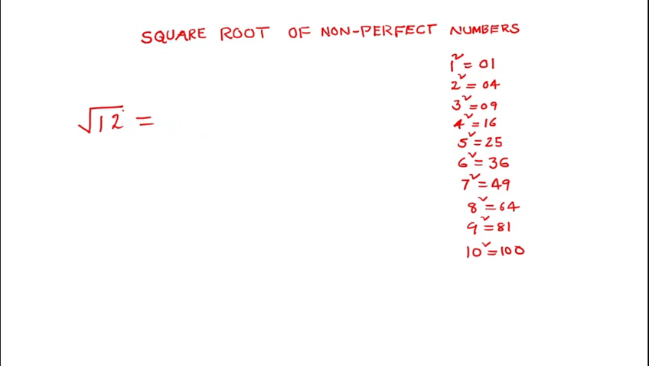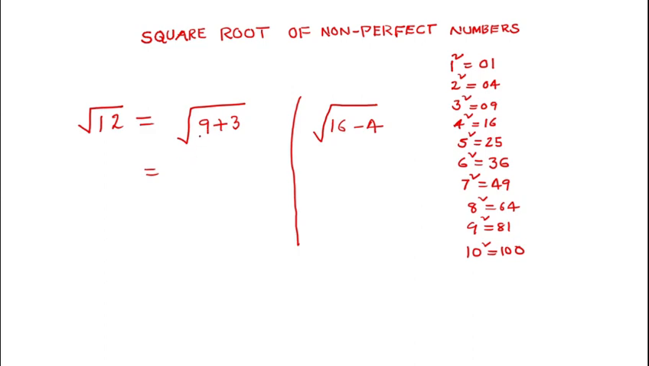Just write it like this: we know 12 is in between 9 and 16, that means 3 squared and 4 squared. So we can write this as square root of 9 plus 3, or otherwise we can write it as square root of 16 minus 4. Let's see how to solve it.